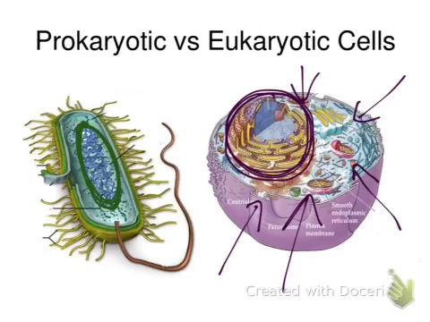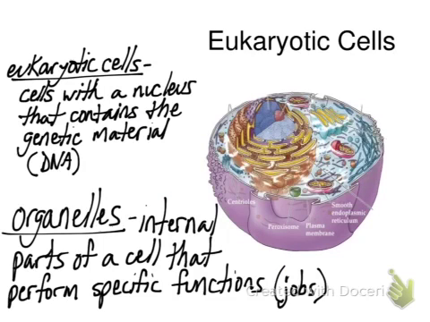So, the big differences I want you to define on your sheet: eukaryotic cells are cells with a nucleus, and in that nucleus is the genetic material, which is also known as DNA, and which we'll come to learn about. DNA makes you very different from me and very different from every other person on this earth, and it's also what makes all organisms very different.